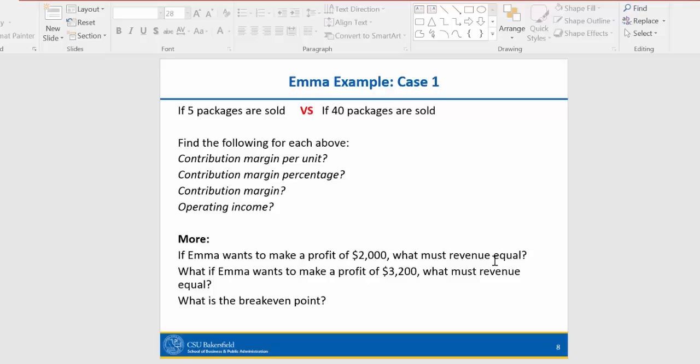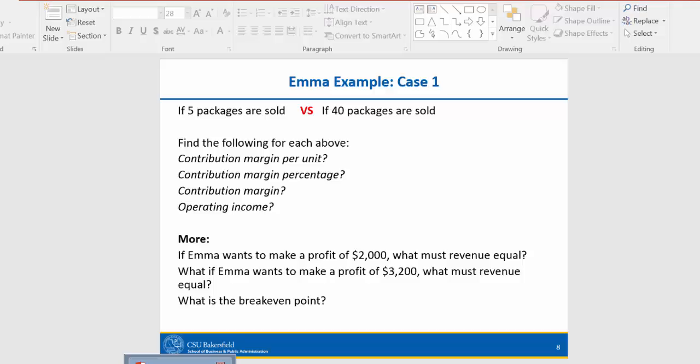This question is kind of tricky. Instead of asking how many packages Emma must sell, the question says what must revenue equal. So be careful with this question, because it's not that trivial. The second part is what must revenue equal if Emma wants to make a profit of 3,200, and finally, what is the break-even point? For the break-even point, you have to be careful whether it's in units or in revenue. So you may have to look at those two issues at the same time.